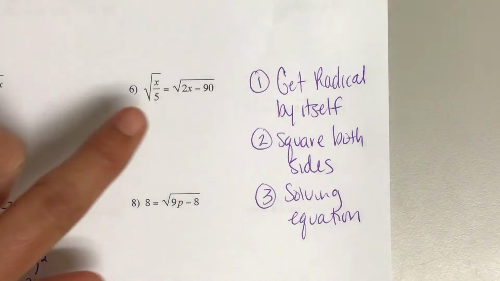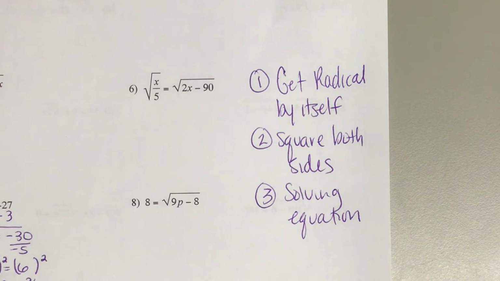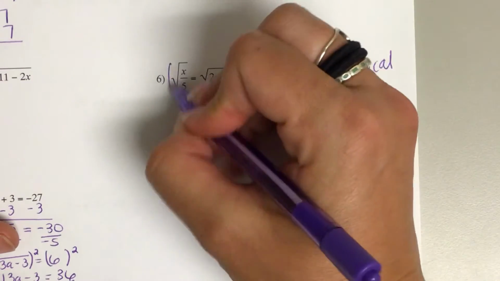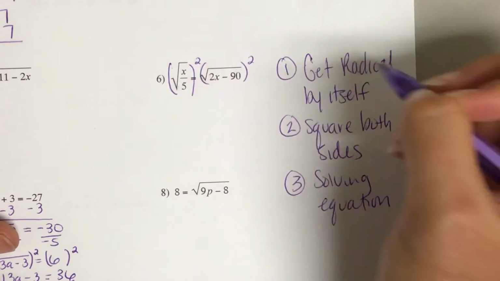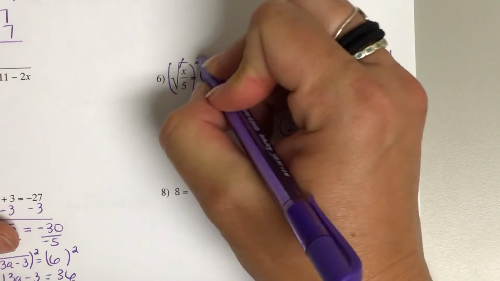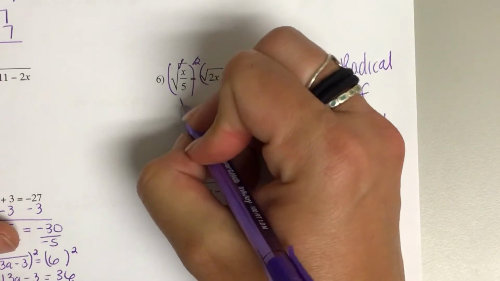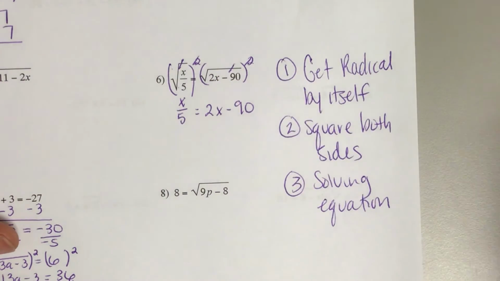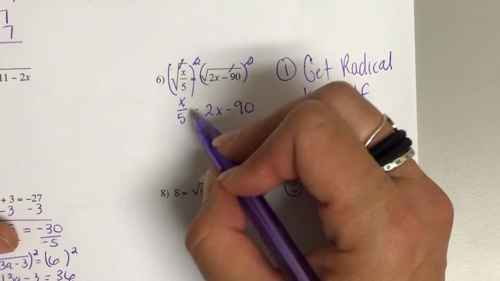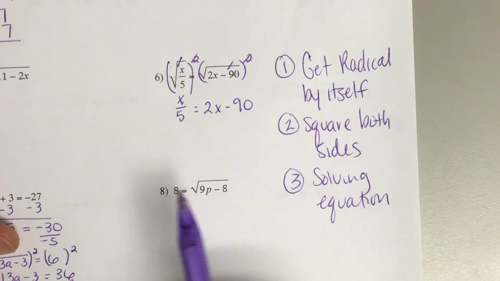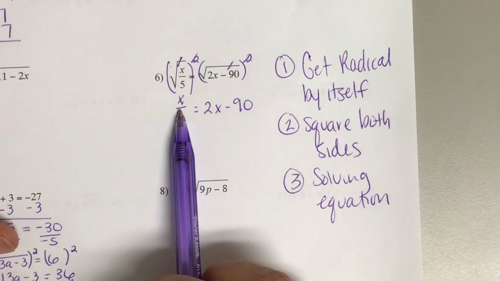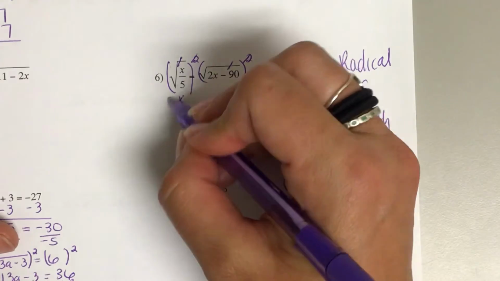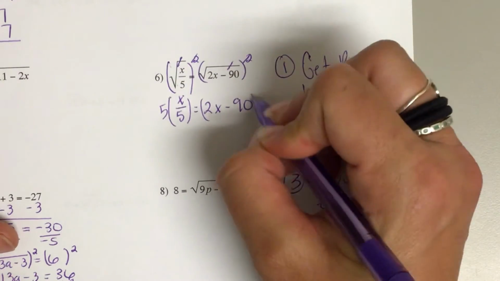All right, I do want to take a look at number 6 just because it has a fraction in it, and so let's talk about that really quickly. So you have a radical on both sides, so we're just going to square both sides, and so that cancels and that cancels, so I have x divided by 5 equals 2x minus 90. Okay, so again, it's just a simple equation. We're using opposite operations. So here, this is being divided. What is the opposite of dividing by 5? It's going to be multiplying by 5. So we're going to multiply both sides by 5.